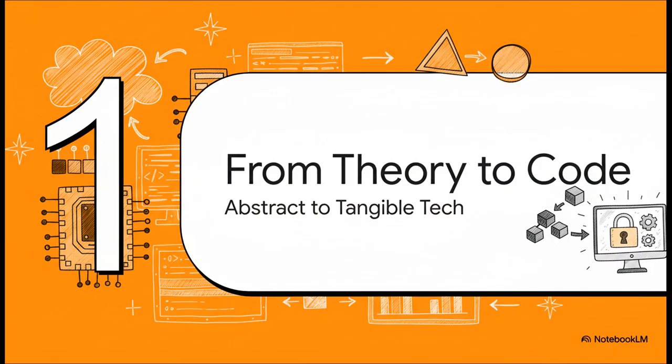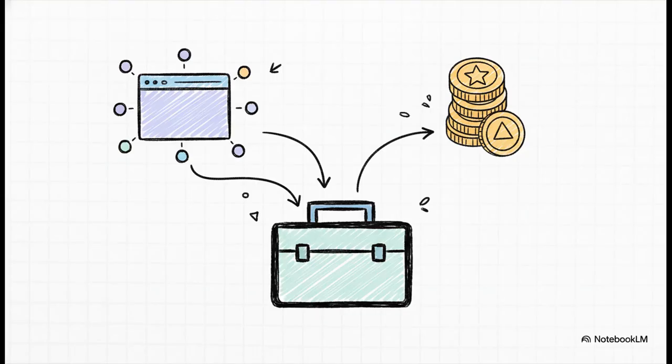Section 1, From Theory to Code. This is where the rubber meets the road, where we turn all those cool, abstract ideas into something real and tangible that actually works. Building on the blockchain isn't magic. Every single decentralized app, or dApp, and every new cryptocurrency out there, it all starts with a very specific set of tools. It begins with the code. So let's take a look at the very first layer in that developer toolkit.